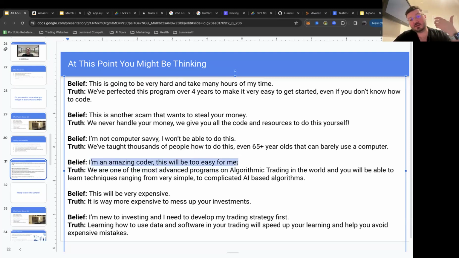But then there's also the other side. You might say, okay, well, now that I'm talking so much about how easy it is, I'm a great coder, right? Well, then this is too easy for me, right? Well, the truth is that we have one of the most advanced programs on algo trading in the world, right? I know all of our competitors. I know what they're up to.